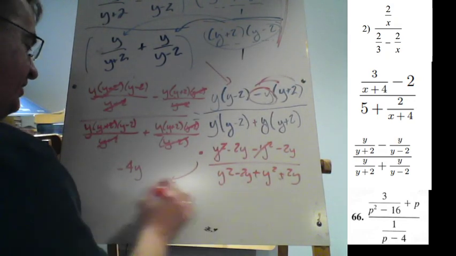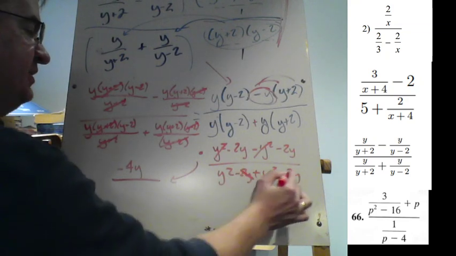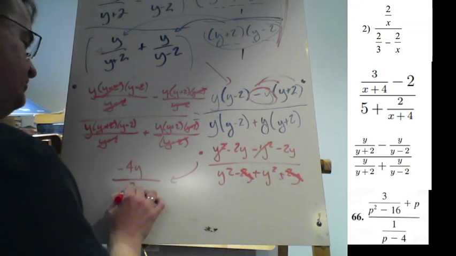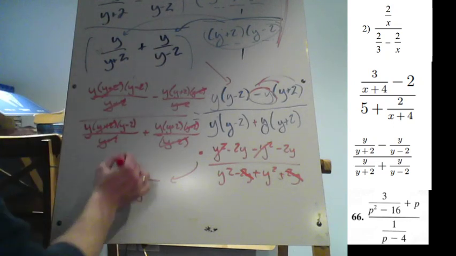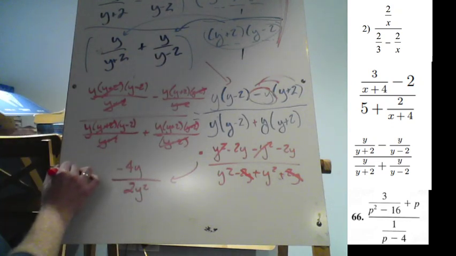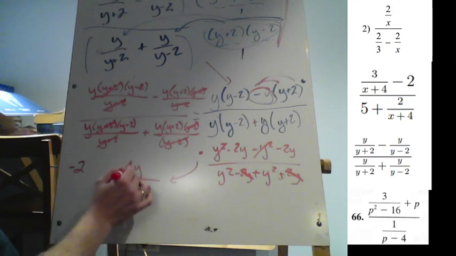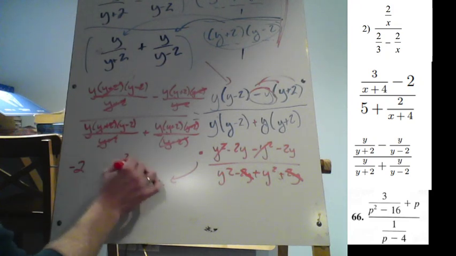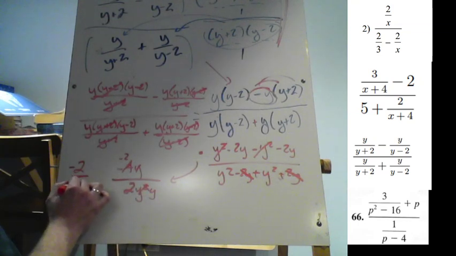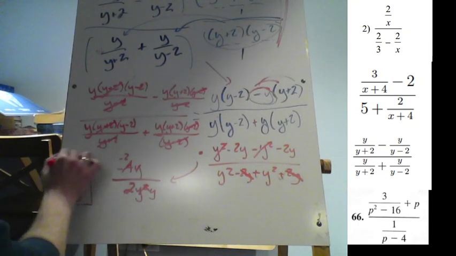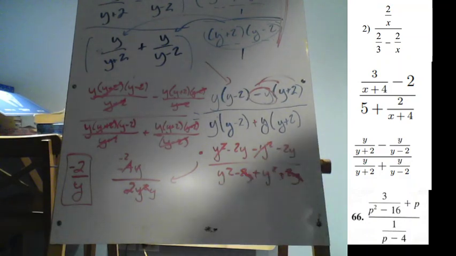And then over here, these are going to take each other out. I'm going to get 2y squared there. And so the 2 divides into the negative 4, leaving negative 2. The y is going to divide out and get rid of this y, so you should end up with negative 2 over y. All right, last one.